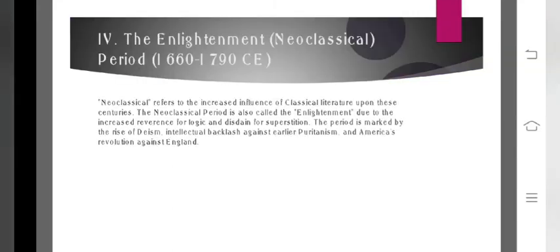4. The Enlightenment or Neoclassical period, 1660 until 1790 CE. Neoclassical refers to the increased influence of classical literature upon the centuries. The Neoclassical period is also called the Enlightenment due to the increased reverence for logic and disdain for superstition. The period is marked by the rise of deism, intellectual backlash against Puritanism, and the American Revolution against England.